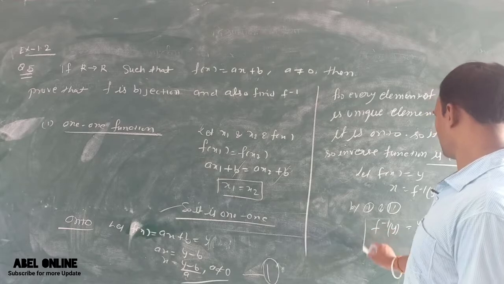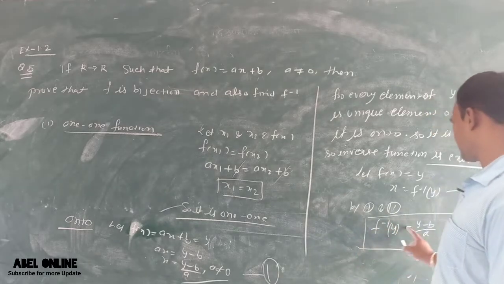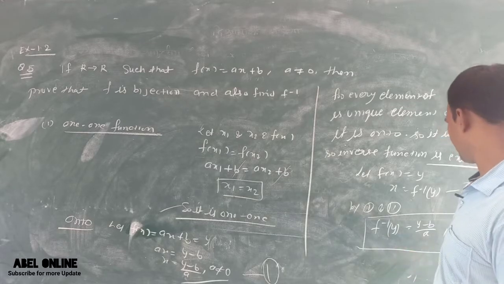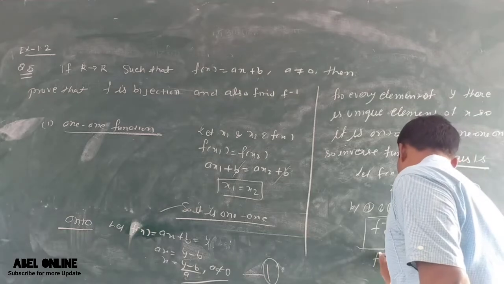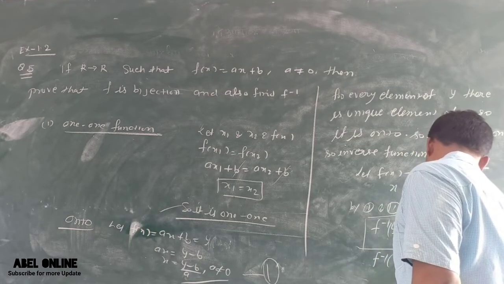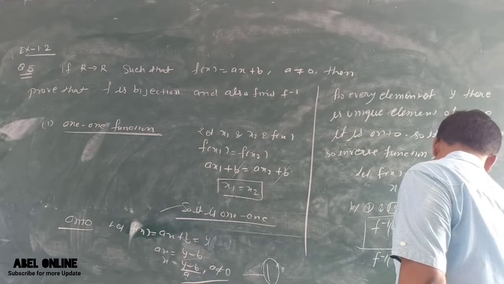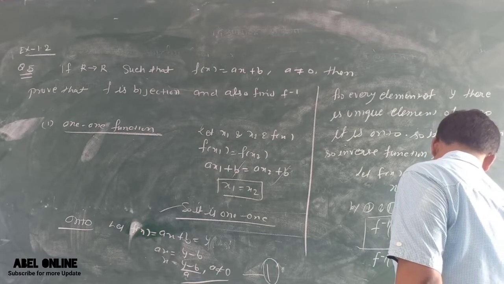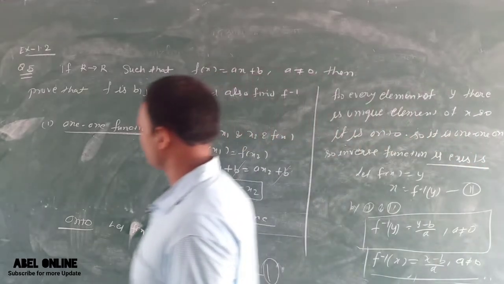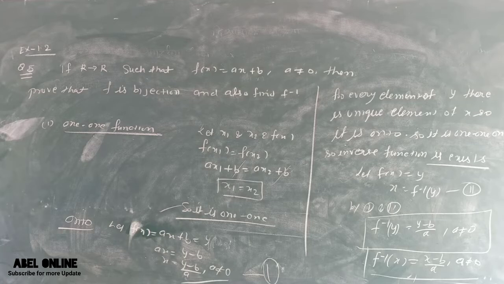Here a is not equal to 0. This is the value of f inverse y. So if we have to find the value of f inverse x, put x here. So f inverse x equal x minus b by a, where a is not equal to 0. So students, this is question number 5.